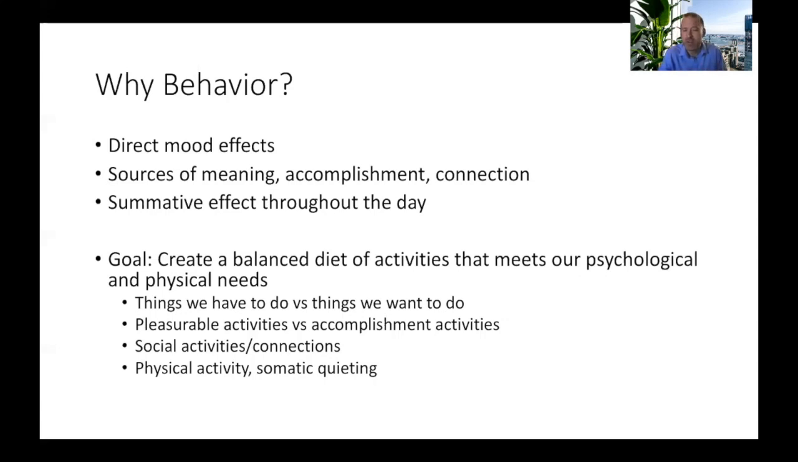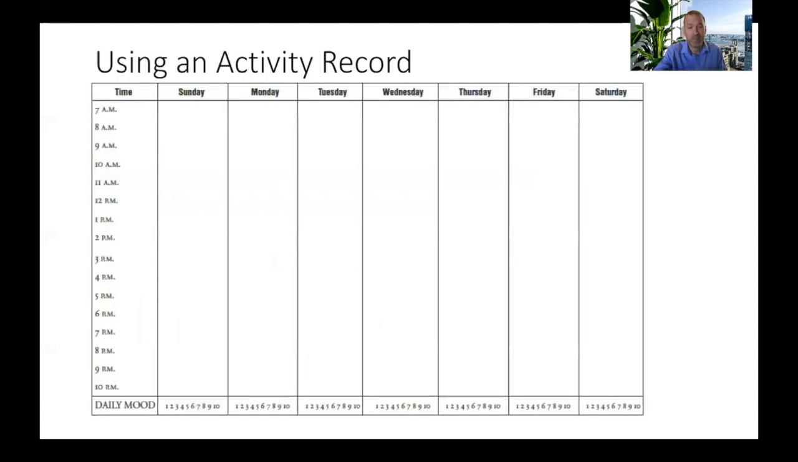We also want to make sure that we include some physical activity, things that maybe get our heart rate up, give us some exercise, but we also want to include activities that take us in the opposite direction and cause some somatic quieting or relaxation, things like breathing exercises or maybe meditation or yoga.